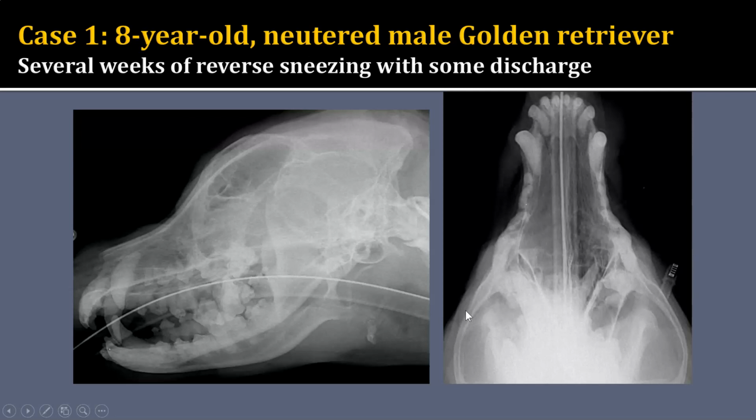The image on the right is the ventrodorsal open mouth view. Unfortunately, on this image, the endotracheal tube is superimposed over the maxilla. It has not been pulled out of the way along with the mandible. So as we've seen in our presentations, the view on the right is actually one of the most important views when we're looking at nasal passages with a history of reverse sneezing and discharge. That would be my first area of interest.